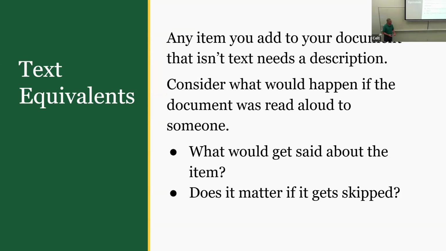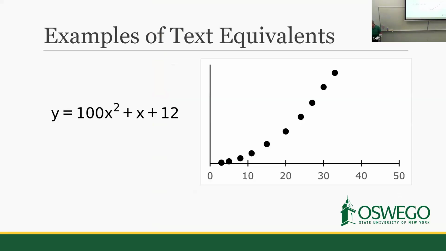are there complications here? Absolutely. There's some discipline-specific situations where, honestly, there isn't a good, clear text equivalent. Chemistry happens to be one of those. So here's an example of some text equivalents. Right? One's an equation, one's a graph.